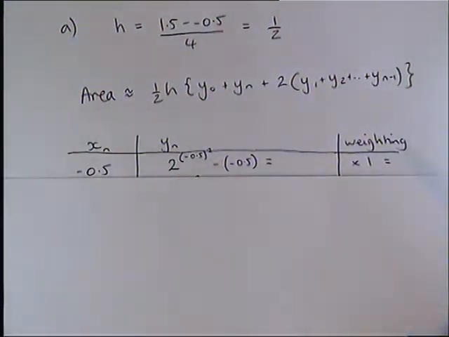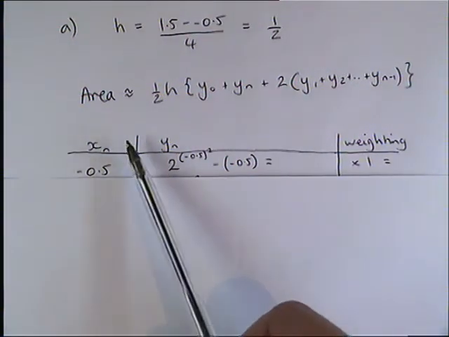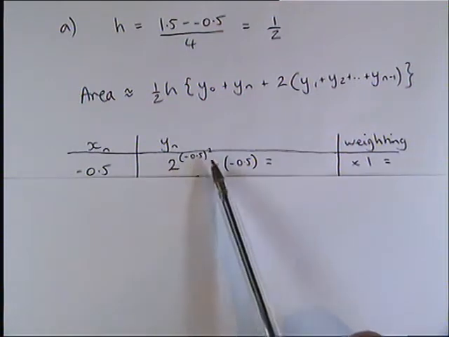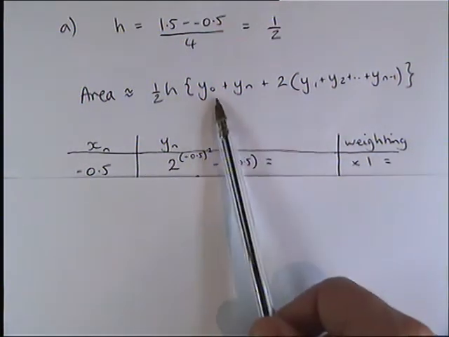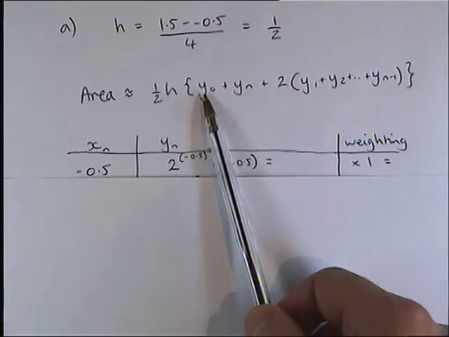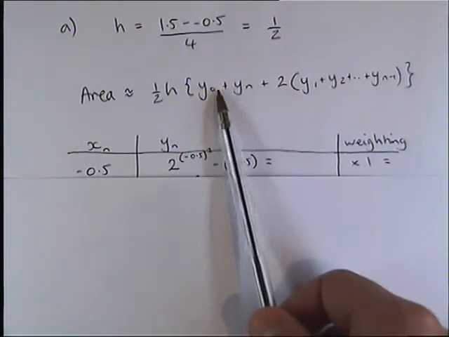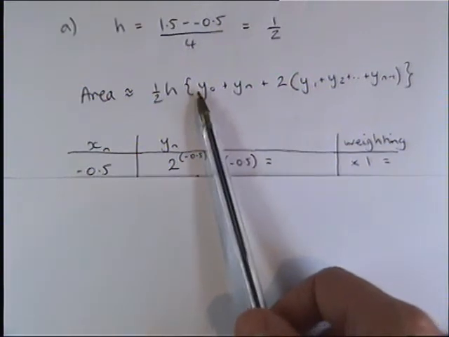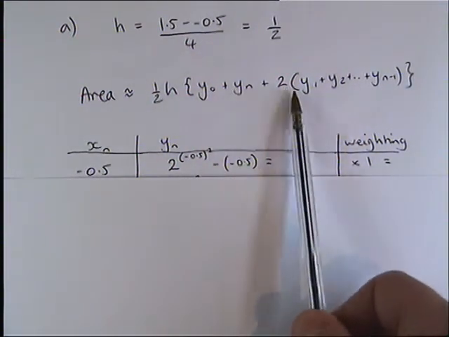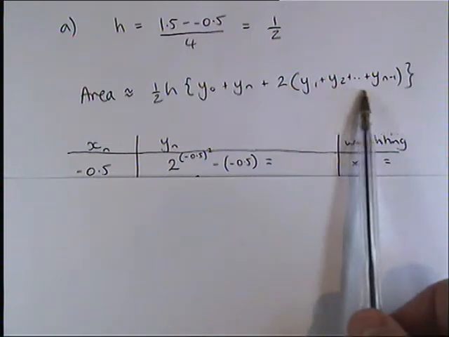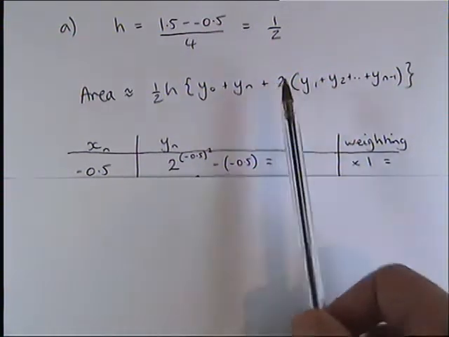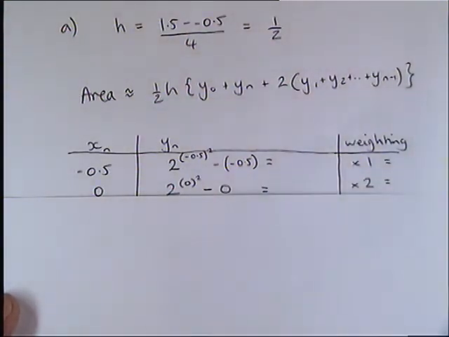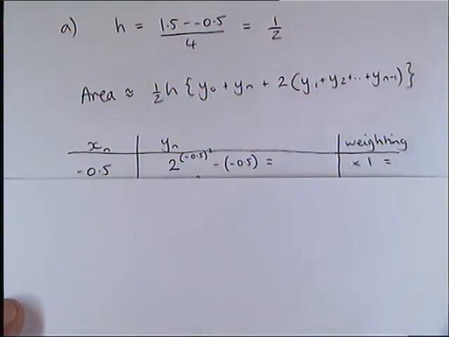There we go. What I've recorded in my table is the x coordinate that I'm working on, the y coordinate that goes with it, and then the weighting from this formula here. You can notice that the first and the last y coordinates are multiplied by 1, essentially 1 y0 and 1 yn, but all the middle ones are multiplied by 2. If I scroll down a little bit on my chart, you can see the next thing is going to be multiplied by 2 to match the trapezium rule.